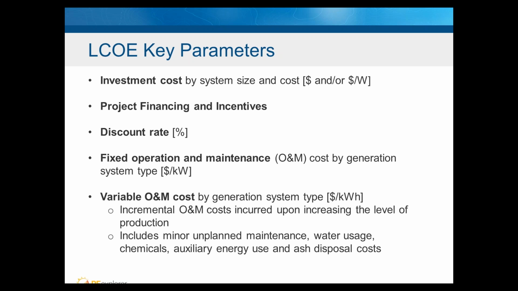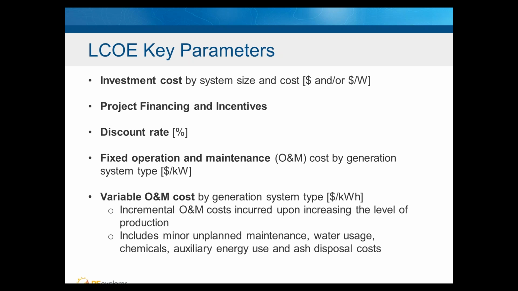We will discuss what would be an appropriate discount rate during the workshop. Fixed operation and maintenance, or O&M, is usually a cost, and the common unit is the cost per system capacity, so it's $1 per kilowatt. That's a common term.